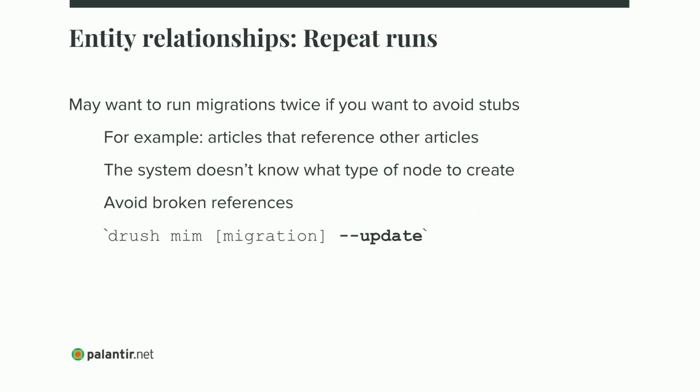Some things that you might hit in that case is that maybe neither of those works. In that case, you might want to just run migrations multiple times with the update flag. One particular case where I found this to be very helpful is if nodes are referencing other nodes, it might not know what kind of stub to create, and so you might want to just have things run multiple times. That can avoid creating stubs when they're not needed, and it just fills stuff in.